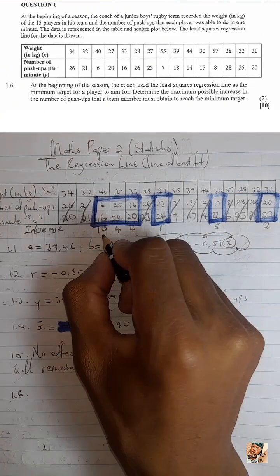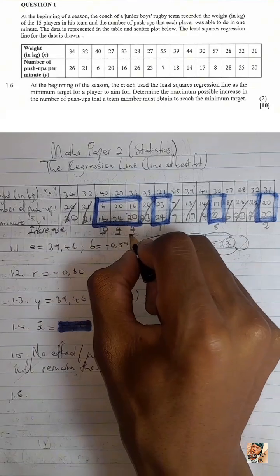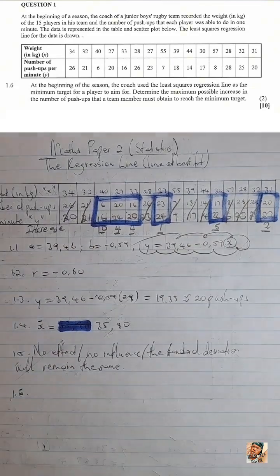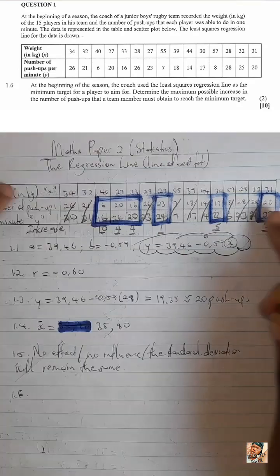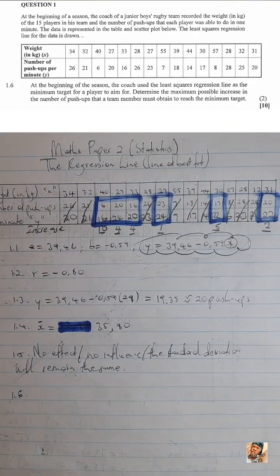This one needs to increase by 10. This one needs to increase by 4. This one by 4. This one by 1. This one by 5. This one by 2. So each player of the ones that were not able to reach the minimum needs to increase by their specific number of push-ups. So the question is asking, determine the maximum possible increase in the number of push-ups that each player must actually be increased by to be able to reach the minimum.